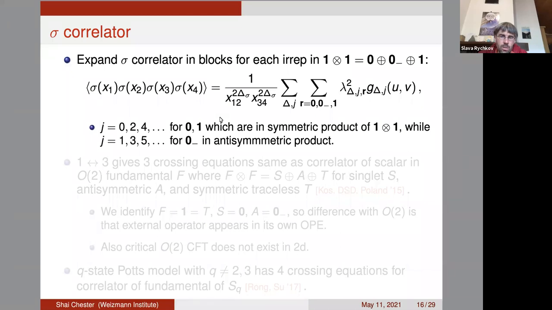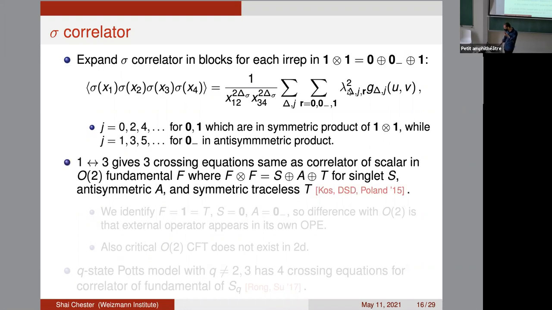Shouldn't there be some invariant tensors that are implicit in this equation? Yeah, sorry. So there should be some tensors that are implicit in this equation. I didn't write them down for simplicity. But I guess you could say these OPE coefficients bind with some tensor structure. Sorry, I should be a bit more careful about that. So now you can do 1-3 crossing as usual.